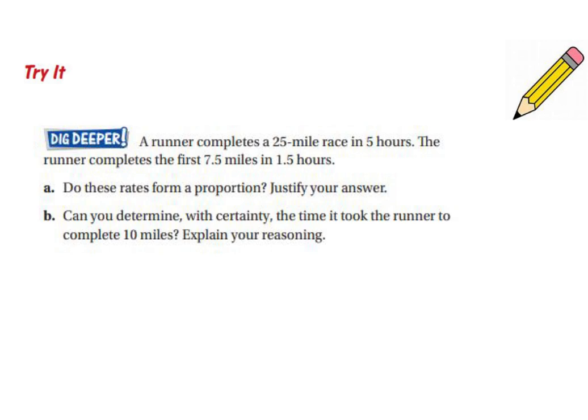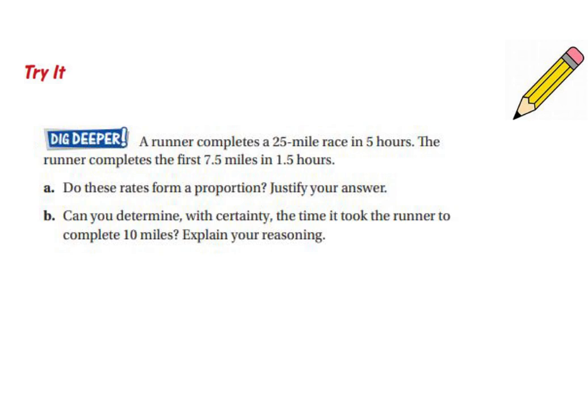Now it's your turn. Try it on this problem. A runner completes a 25-mile race in 5 hours. The runner completes the first 7.5 miles in an hour and a half. Do these rates form a proportion? Justify your answer, and please do that by creating equivalent proportions or a table. And then, can you determine with certainty the time it took the runner to complete 10 miles? And explain your reasoning.